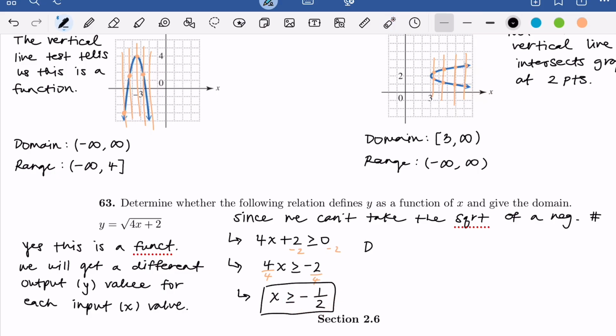So our domain then, our smallest value is going to be negative 1/2, and we're going to have this bracket here to indicate that we're including this value since we're saying x has to be greater than or equal to negative 1/2.